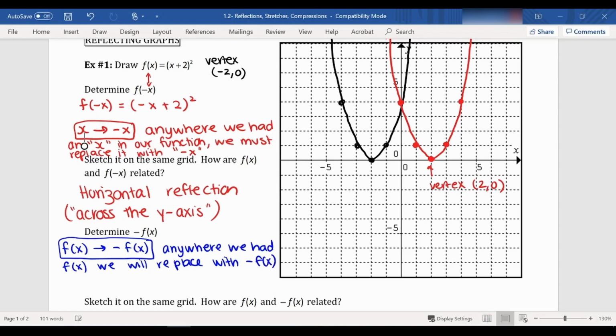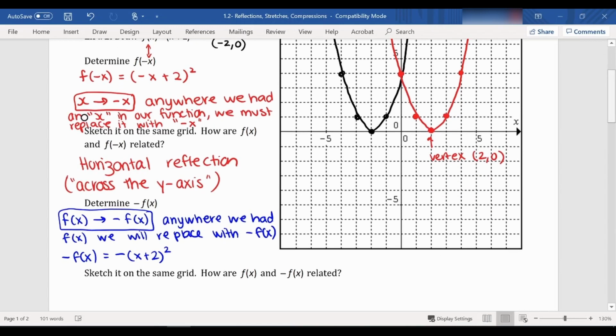So what that means is ours negative f of x is going to be negative x plus 2 squared. And you have actually graphed things like this before. The negative in front, reminder, tells you that your parabola is upside down. So this would be a parabola with a vertex of negative 2, 0. But it opens down.